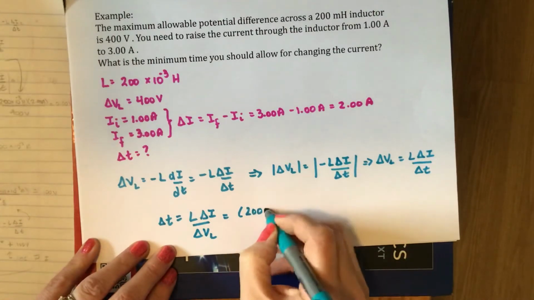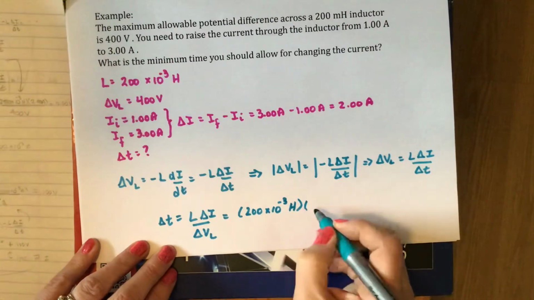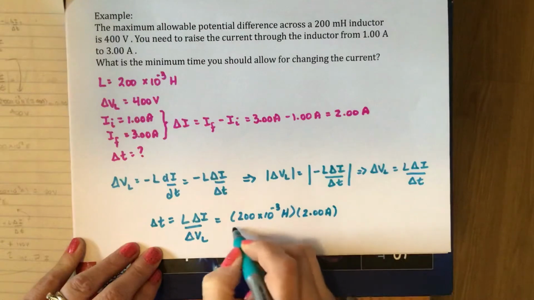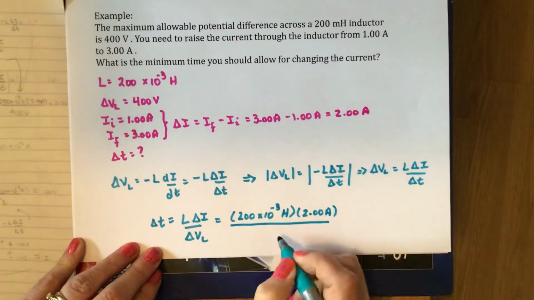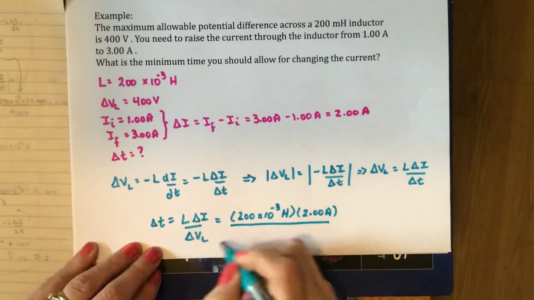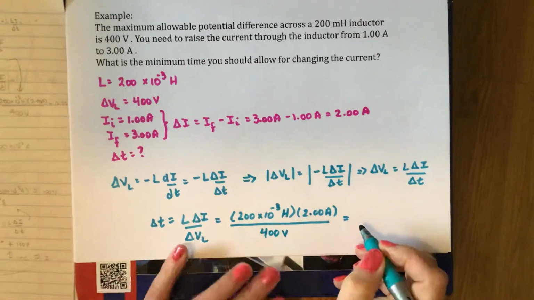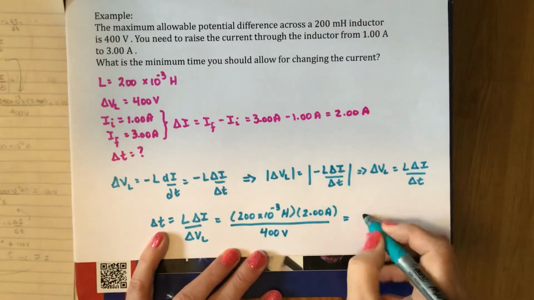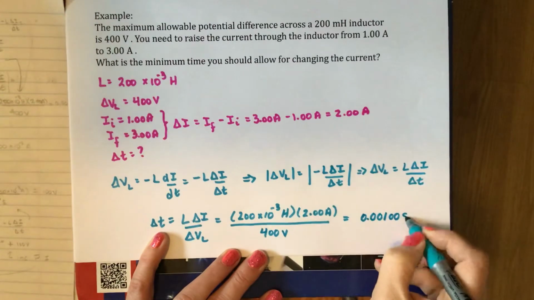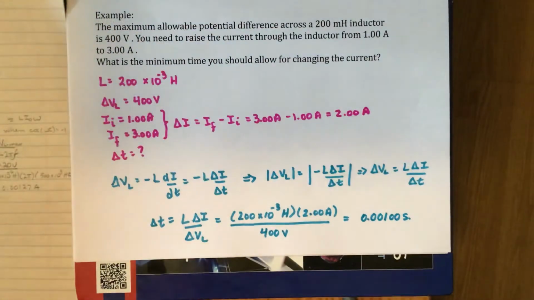So 200 times 10 to the minus 3 henries times the change in current, 2 amps, divided by the maximum allowable potential difference. It doesn't say which end is higher, so we'll put in the magnitude of the potential, 400 volts. That gives us a time of 0.001 seconds, or 1 millisecond. So that's how much time we have to change it.